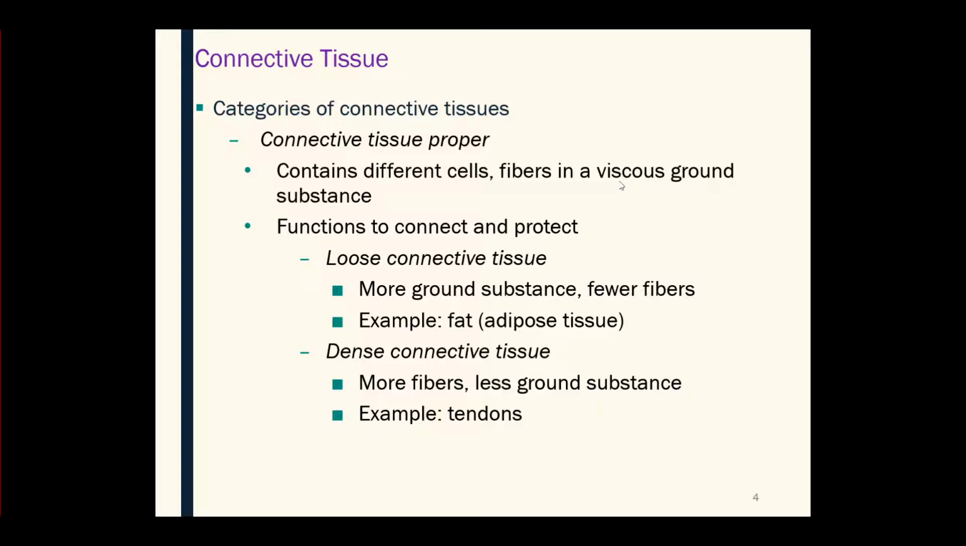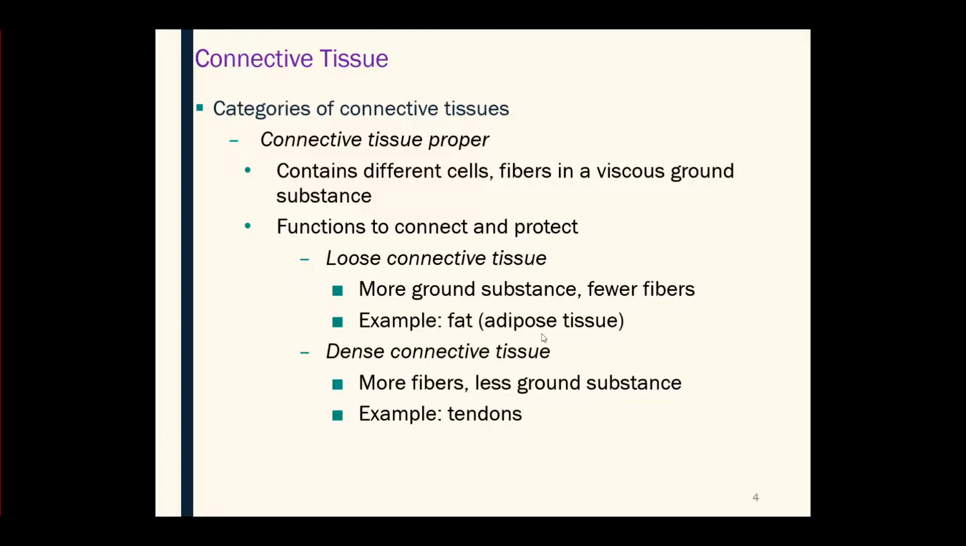Now, we're going to see that our connective tissue proper's job is to connect and protect, kind of holding us together and also protecting us. We're going to see, guys, that there are two subcategories of connective tissue proper. There's something known as loose connective tissue and dense connective tissue, right? So these make up connective tissue proper. And when you see this, it will make a little bit more sense. But generally, loose connective tissue has more ground substance and fewer fibers. An example of that we're going to see is known as adipose tissue or fat.